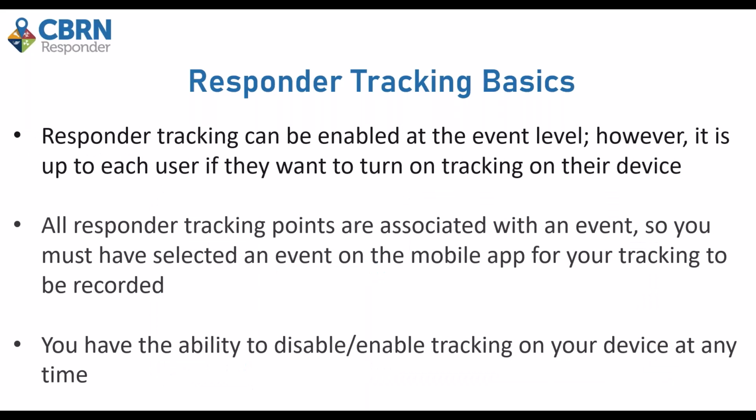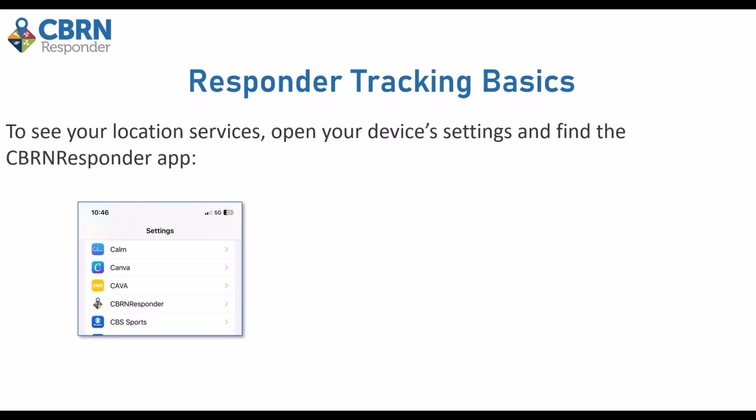So this can be during event creation or if you're going back and editing that. That being said, it is up to each individual user if they want to turn on tracking on their device. There are no rogue responder tracking points. Each point is associated with an individual event. So again, you must have selected an event on the mobile app for your tracking to be recorded. And as I mentioned, you do have the ability to disable or enable tracking on your device at any time. The responder tracking is going to be based off of your device's GPS and location services.